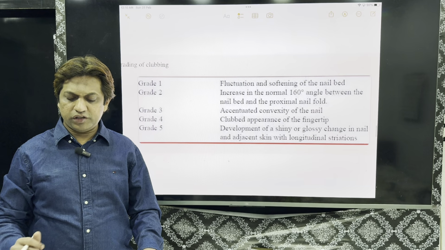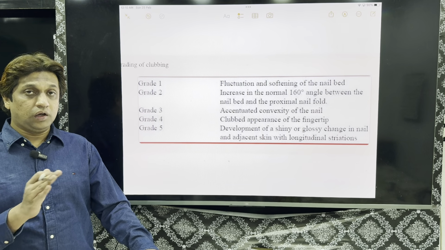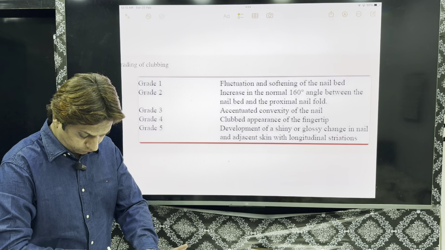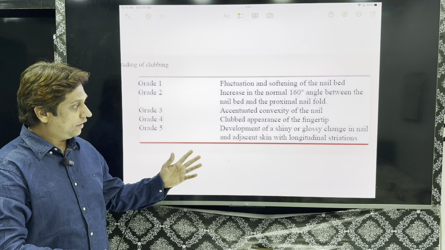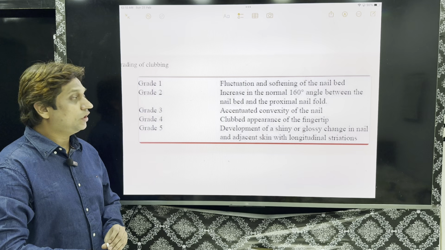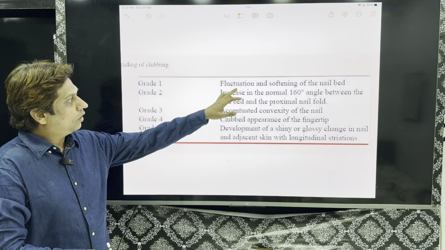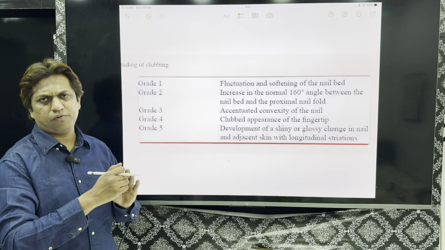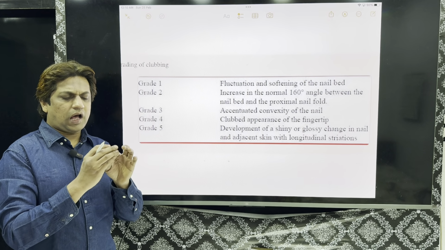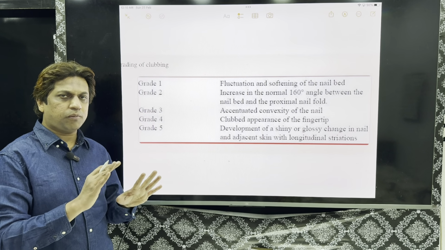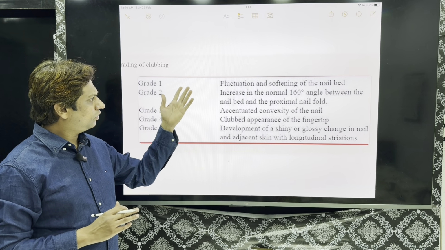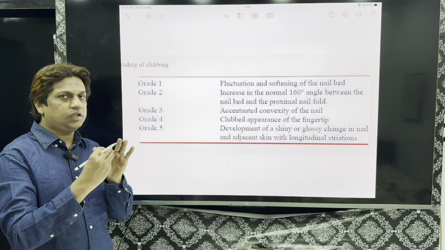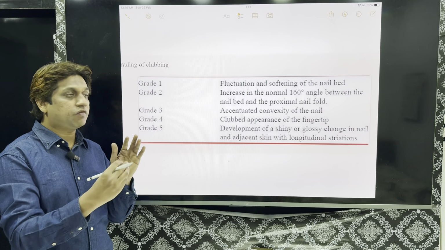Now let us discuss the grading of the clubbing. In different textbooks or clinical method books, you will get either 4 or 5 grades. This I have taken from Kelly's textbook of rheumatology. In that, grade 1 is fluctuation and softening of the nail bed. That is, only the fluctuation test is positive and there is softening of the nail bed, as such no clubbing is seen, not prominent. Grade 2, still mild, is an increase in the Lovibond's angle, it is more than 160 degrees.